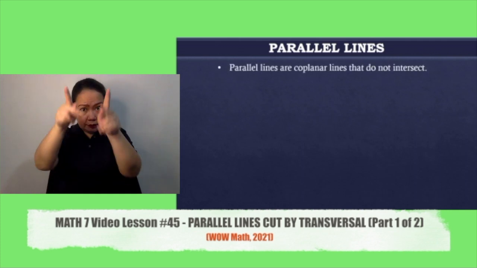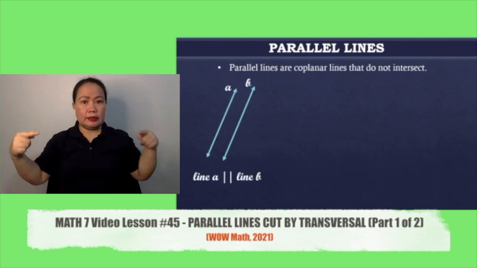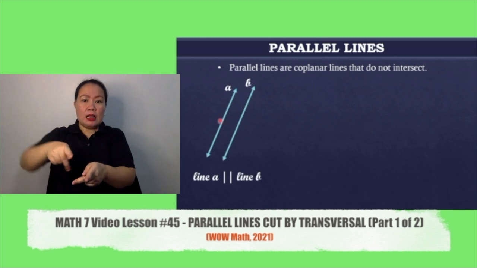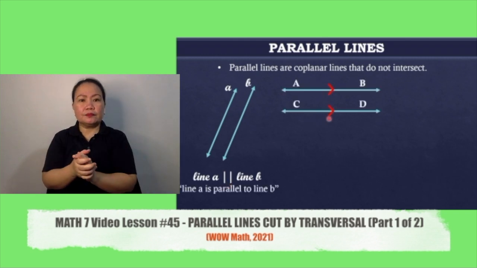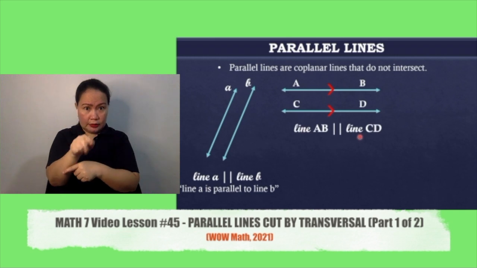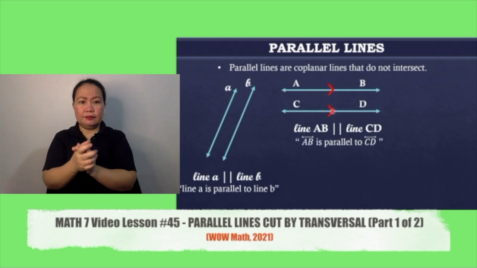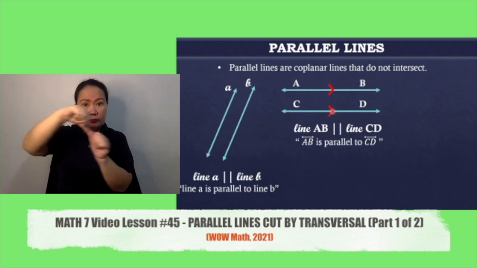So, parallel lines are coplanar lines that do not intersect. So, these are the example. Ayan. So, paano siya babasahin? Line A is parallel to line B. So, this is our symbol for parallel lines. Okay? And then, eto rin, minsan present itong dalawang arrowheads. Ibig sabihin, line AB is parallel to line CD. Ayan po siya. So, kapag present po yung dalawang arrowheads, yan po ang nagsisimbolize that the lines are parallel. Lalo na pag nakaturo siya pareho doon, ibig sabihin sila yung parallel.